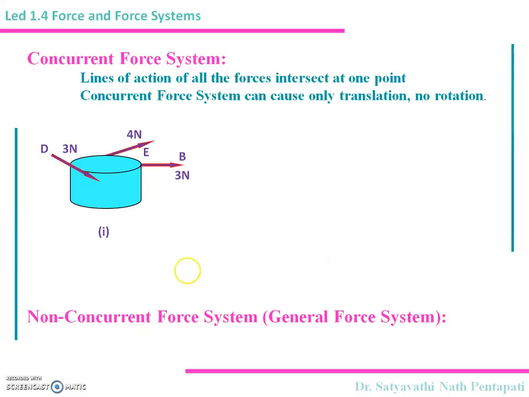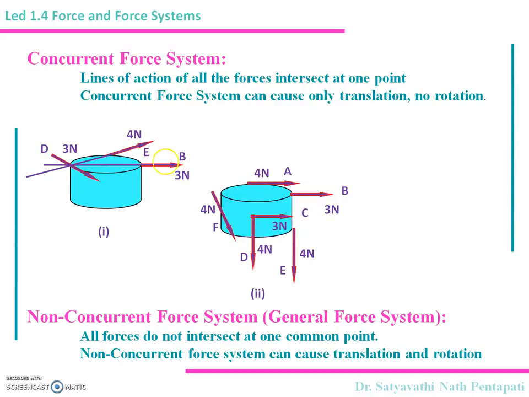In a concurrent force system, all the forces acting on the body must meet at one point, either the forces or the extension of the forces. That means if the lines of action of the forces meet at one point, then we can call the force system a concurrent force system.